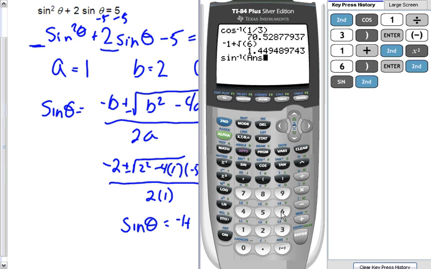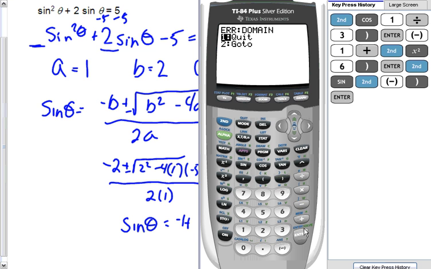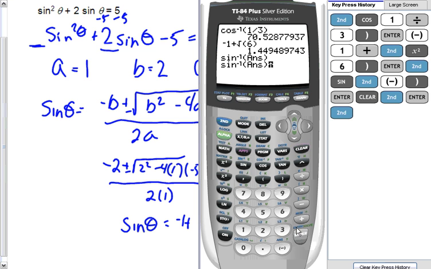you can see what I got: error, domain. Well, it just means it wasn't between negative 1 and 1. So guess what? No solutions to that one. All right, so that one's done. Second enter brings up the last term. I don't want that one, I want to change it to the one above it. So negative 1 minus that.